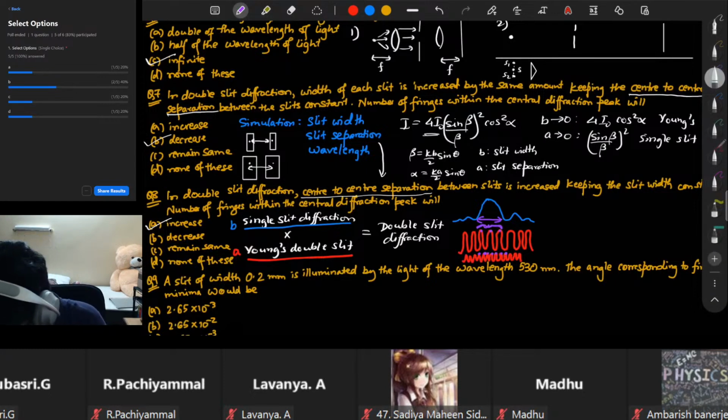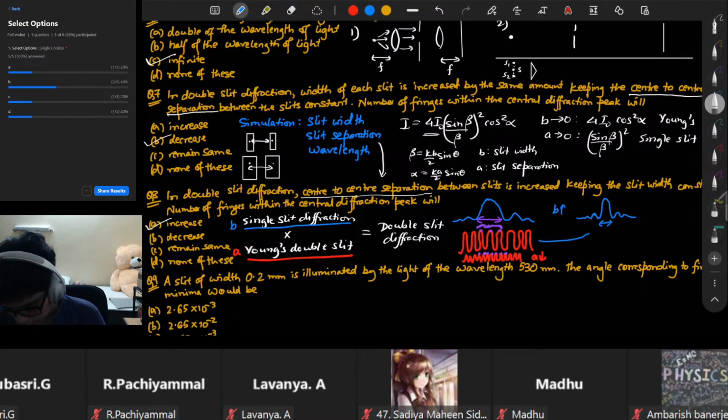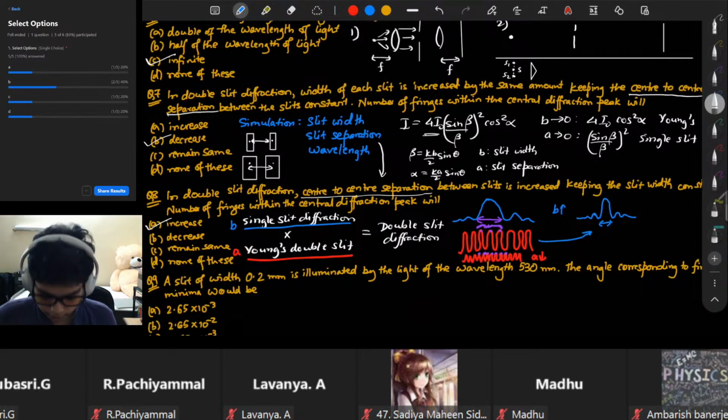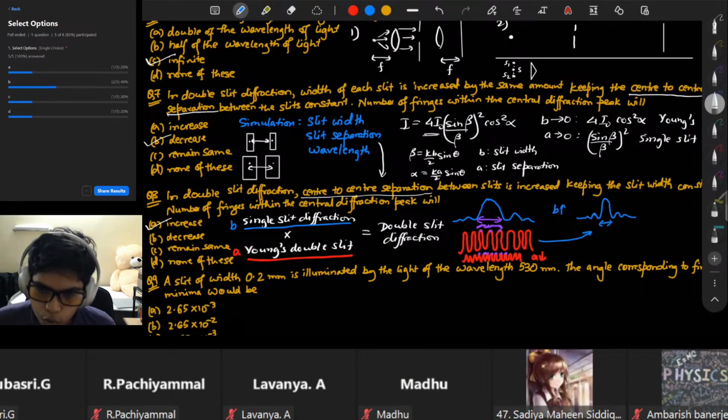So this is when your slit separation decreases. Similarly, if I increase my slit width, if my B increases, then my diffraction pattern itself will become narrower, and then I will be able to fit fewer of these Young's double slit fringes within that. So that was the whole point of that simulation. I hope this intuition makes things much clearer for you, that the double slit diffraction pattern is nothing but the single slit diffraction pattern times the Young's double slit interference.